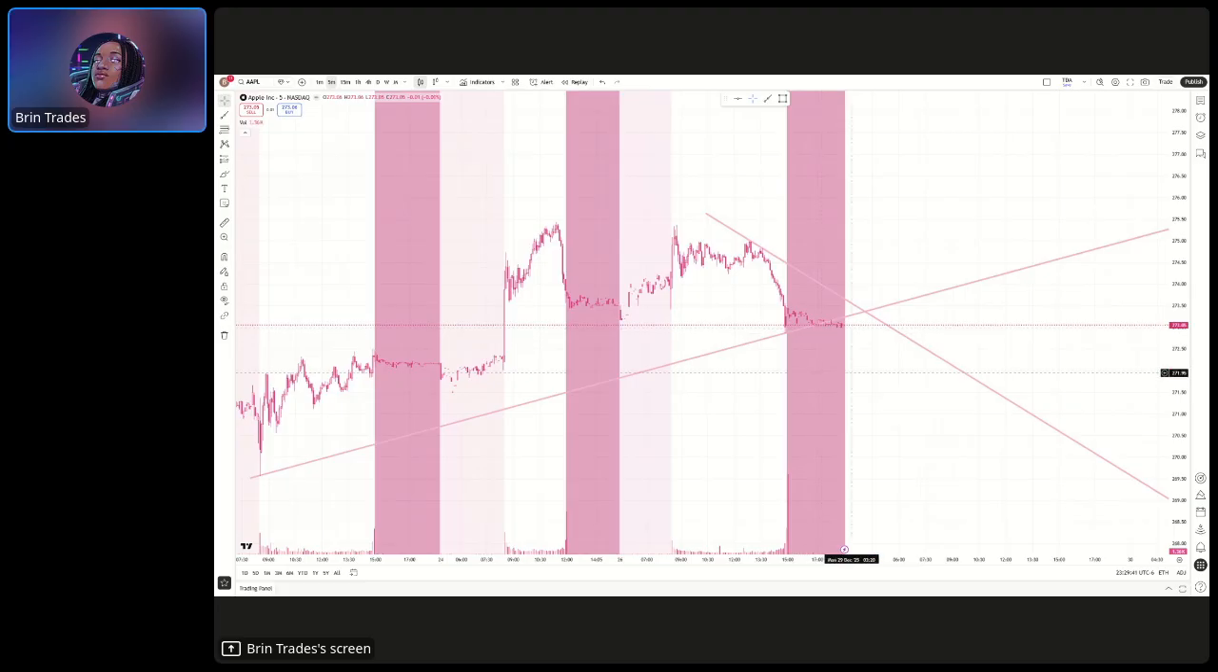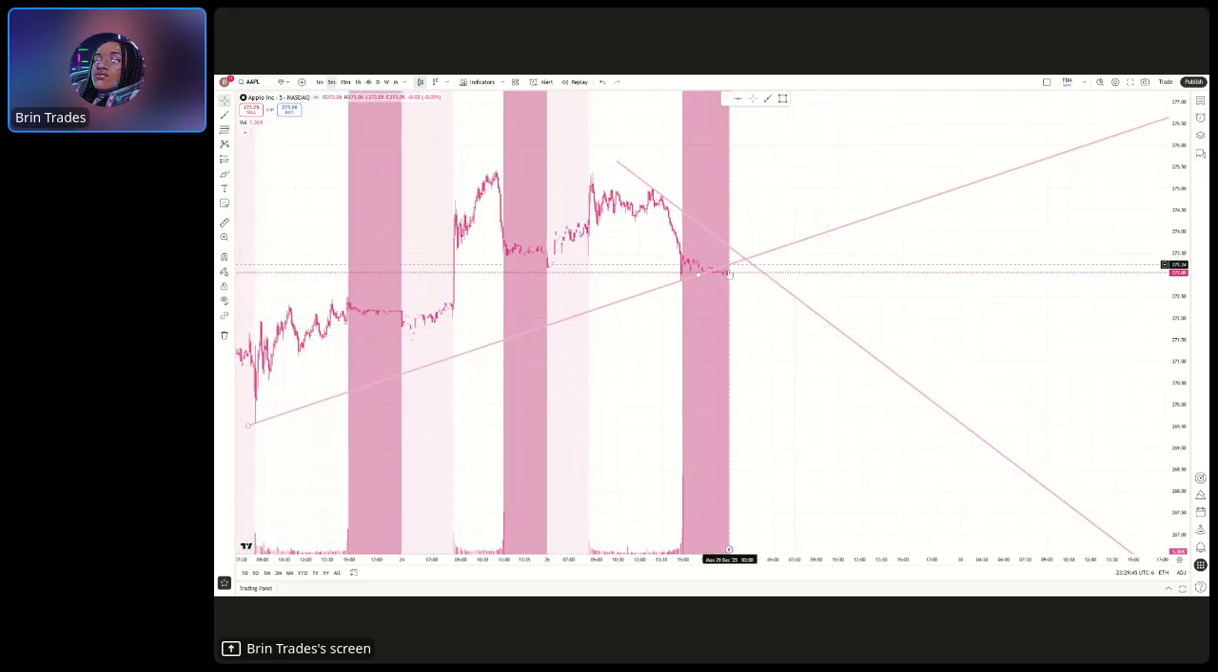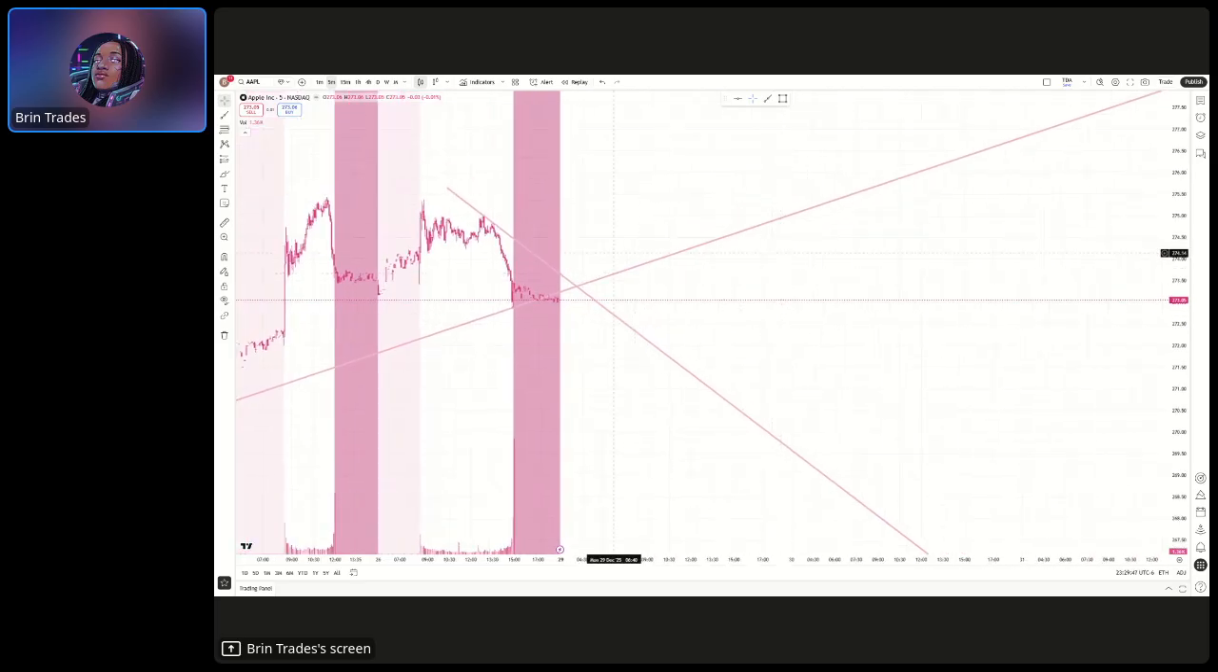If price can break and retest, we know that we start looking for puts below this zone. But if price can break here, retest to the upside, start looking for calls.